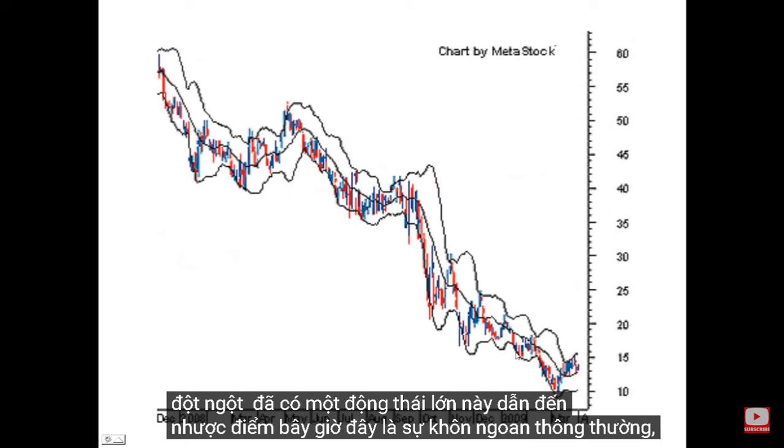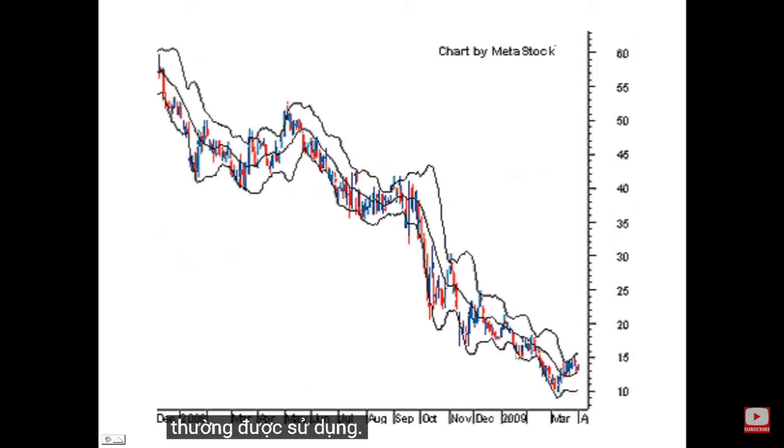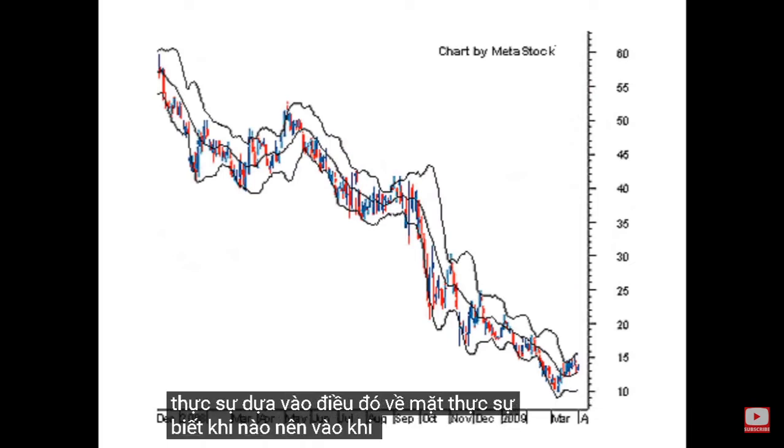Now, this is conventional wisdom. This is the way Bollinger Bands are commonly used. There's nothing wrong with this. We feel it's a very good way to find out when volatility is going to return into the market. But we can't really rely on that in terms of actually knowing when to enter, when to exit, which direction this move is going to be.